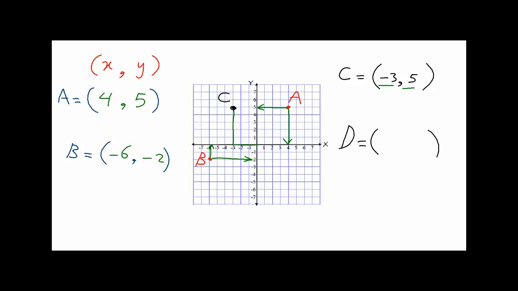Let us do another one. Point D: plot the point 3 and negative 6. So we move 3 units to the right since x is positive 3. Y is negative 6, so we move down 6 units, and this is the place of point D.